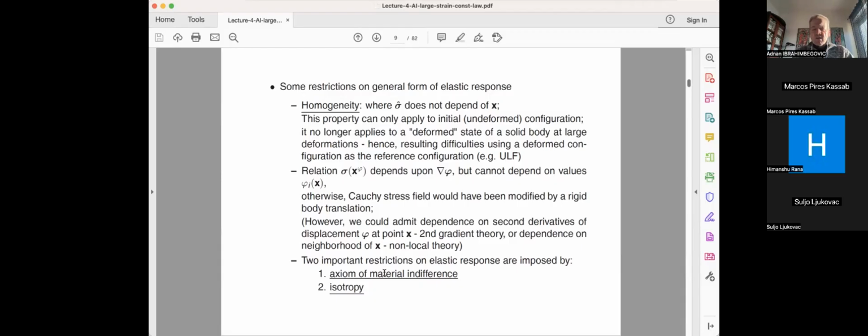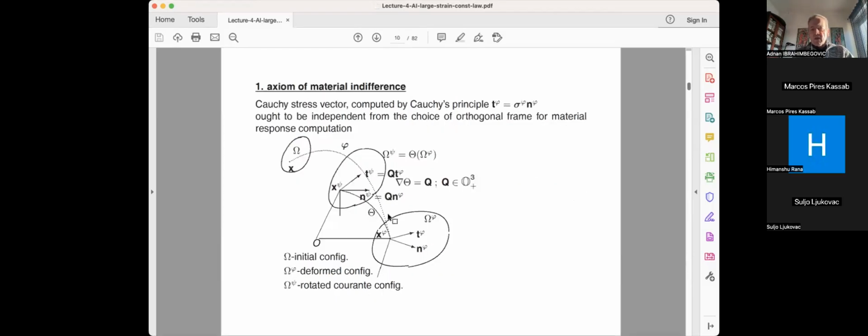The axiom of material indifference actually means that if you have a very large deformation, taking you from the initial configuration that we denoted as omega to the deformed configuration, denoted as omega phi, then you basically have a new position vector x phi, and you're computing the stress vector, which I call T phi. It is produced by the true or Cauchy stress sigma phi times n phi, where n is the unit exterior normal vector.